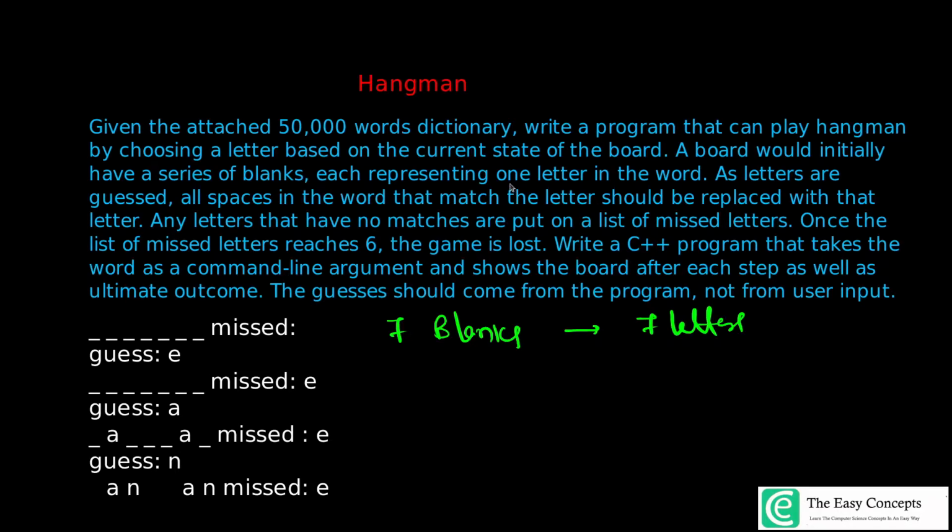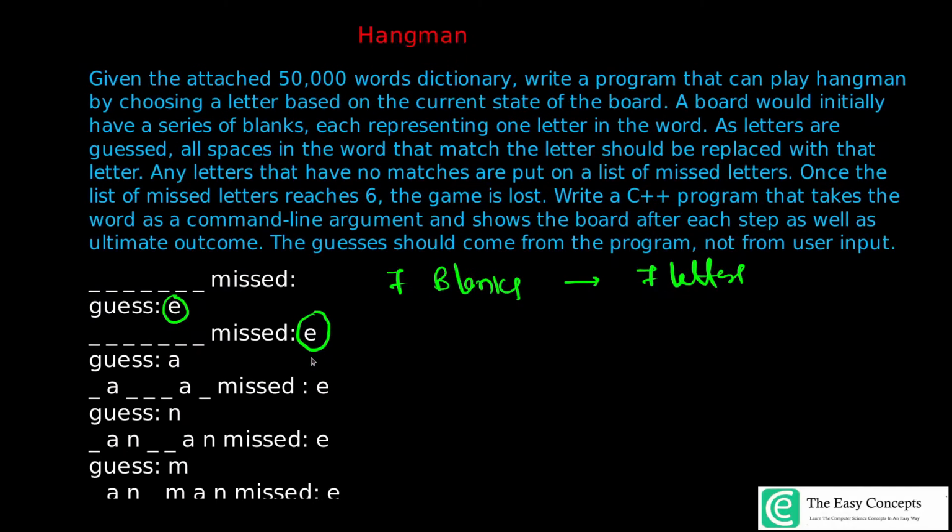Now each blank is representing one letter in the word. As letters are guessed, all spaces in the word that match the letter should be replaced with that letter. So suppose you guess E, but there is no E here and you don't know the word, so you don't know what letter could come in this, right? So it will be missed. Now your next guess could be A, B, C, D or anything. But suppose you are guessing A and luckily A is present there.